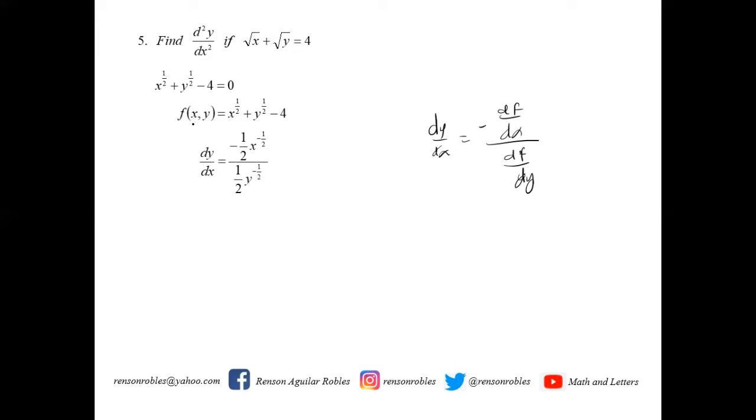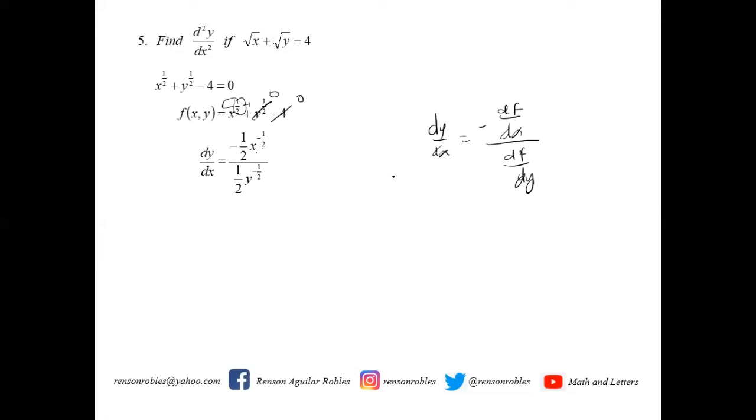the derivative of f in terms of x is, bring this down, so that's 1/2 x. Then you subtract 1 from 1/2, and that's negative 1/2. The derivative of y raised to 1/2 is 0, and the derivative of negative 4 is also 0 when we are differentiating with respect to x.